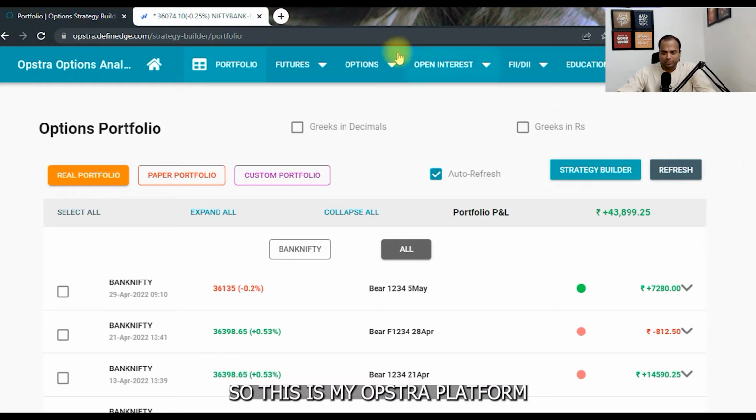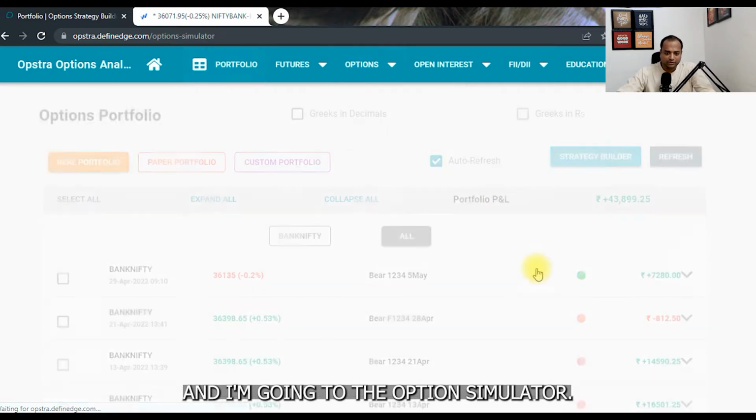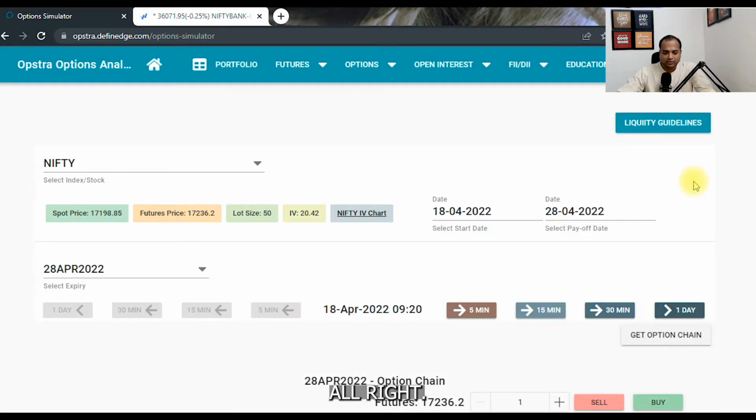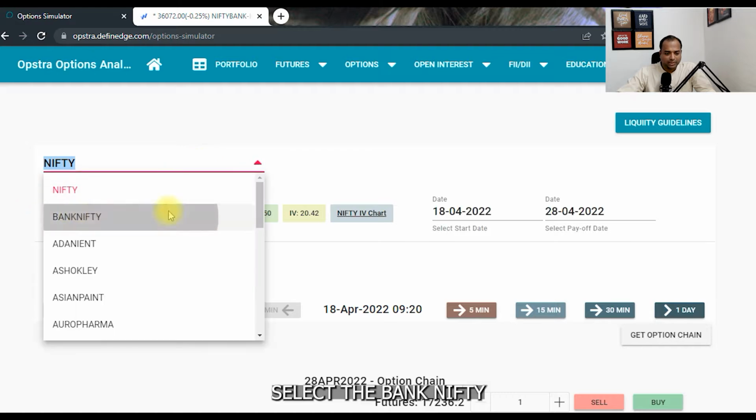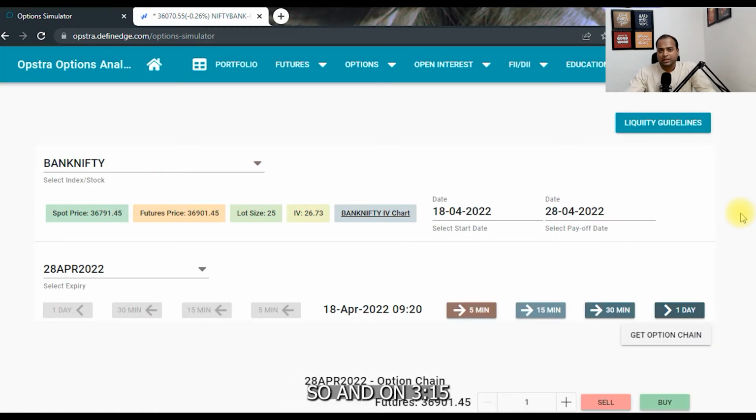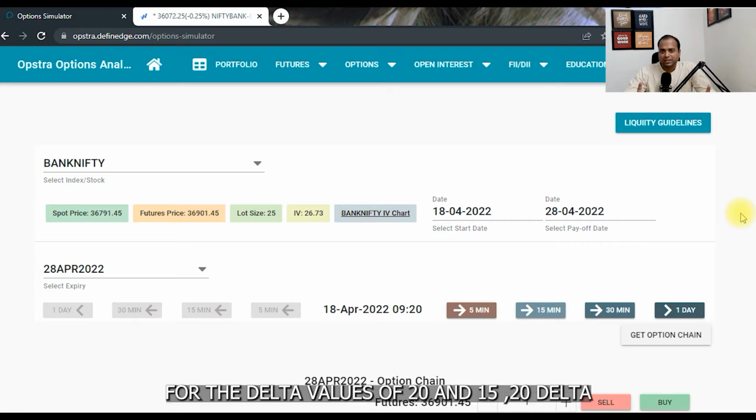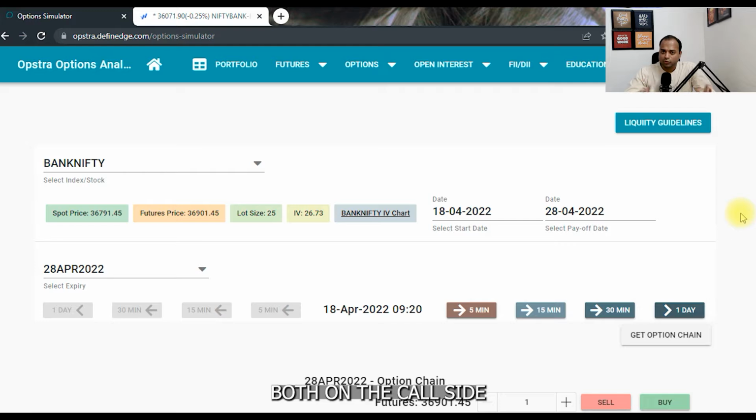So this is my Opstra platform and I'm going to the option simulator. Alright, select the Bank Nifty. And at 3:15 you are supposed to check for the delta values of 20 and 15. 20 delta you have to sell and 15 delta you have to buy, both on the call side as well as the put side. I will show with the simulation how it has performed in the past few expiries, but first of all let me go through all the rules.